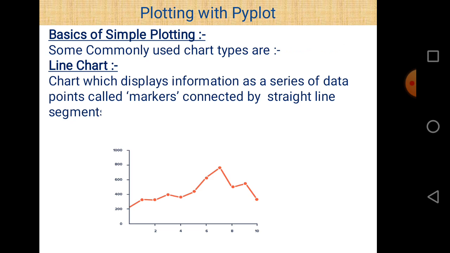Now, basics of simple plotting. This is chapter number 3, and in this chapter we are going to discuss some charts. First one is line chart. Line charts are used to display information as a series of data points called markers connected by straight line segments. Here is a small example. This is a line chart in which we can see that different points are connected and make a line, a zigzag line. A line may be zigzag or may be a straight line, but different points are connected and make a line. That's why we call it a line chart.